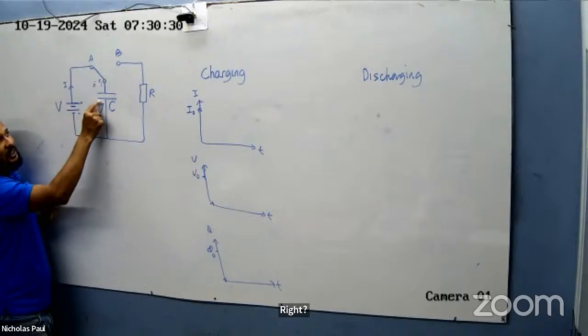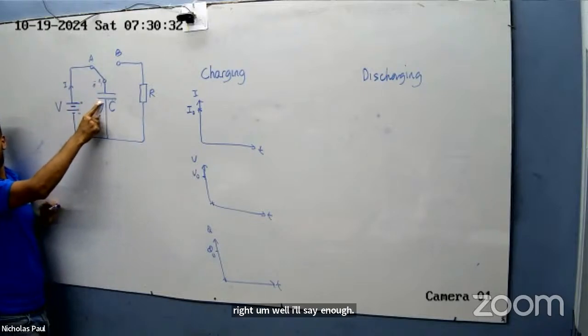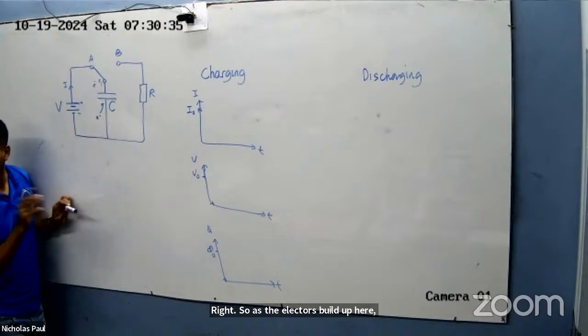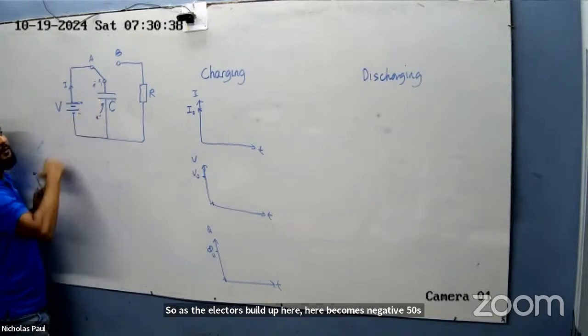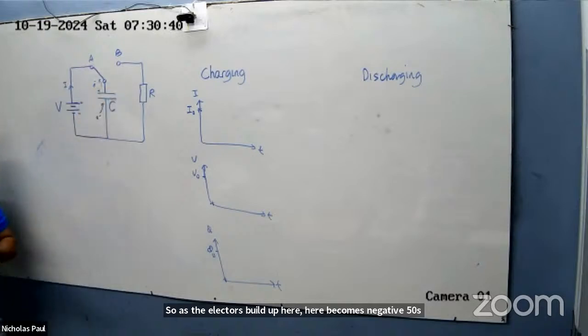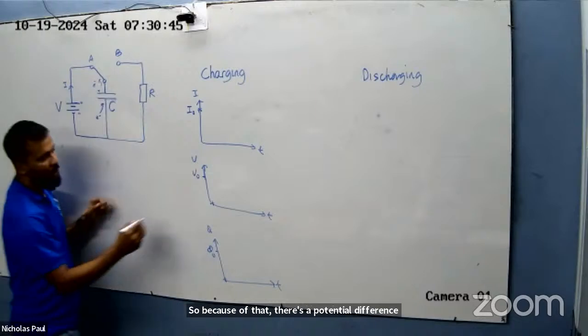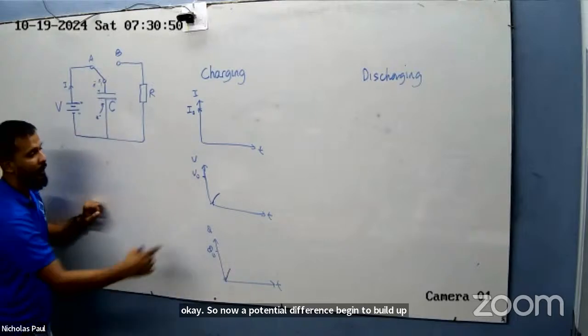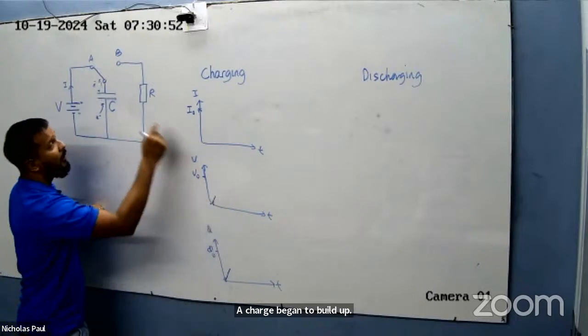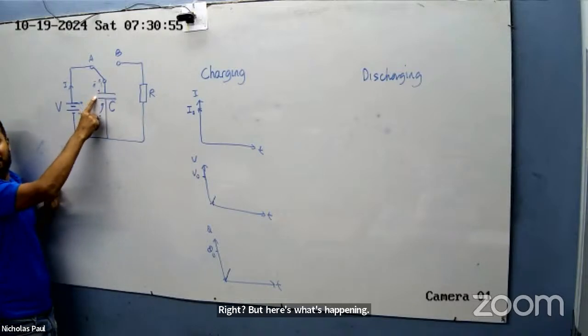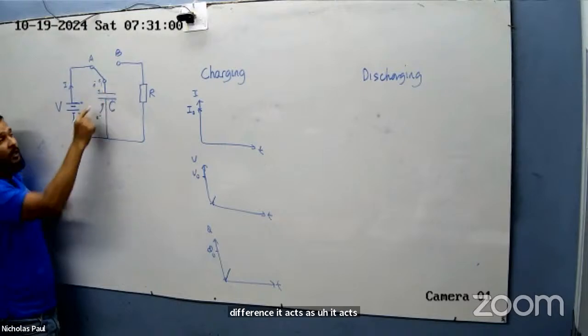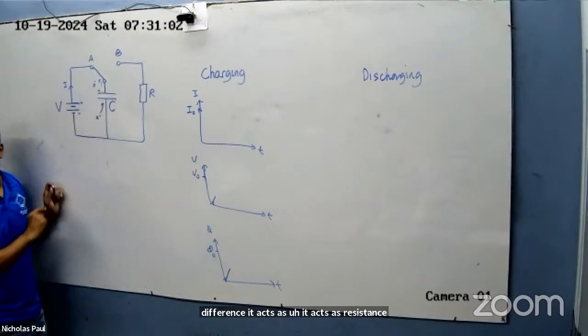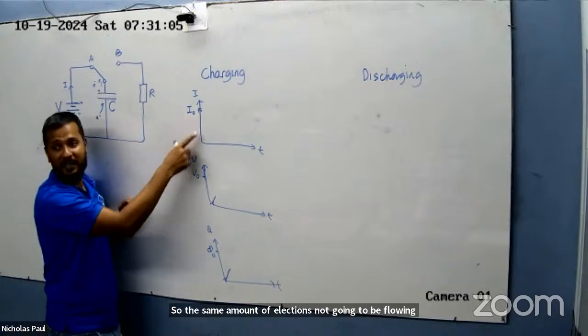So as the electrons build up here, it becomes negative, and here becomes positive. Because of that, there's a potential difference. So now a potential difference begins to build up, and a charge begins to build up. But here's what's happening. Because of this potential difference, it acts as resistance. So the same amount of electrons will not be flowing per second, and the current will begin to decrease.